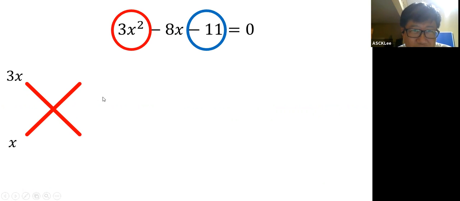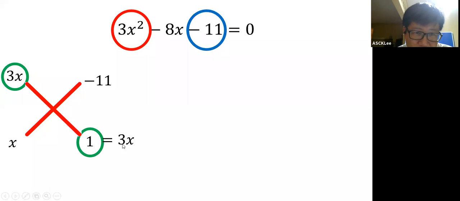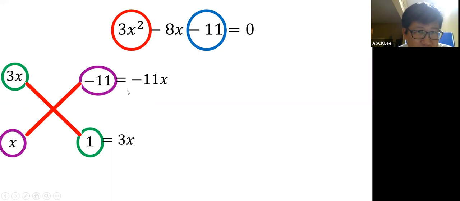So let's go on with questions that have a number in front here, and this is a 3x times x. Obvious, it's a 3x times x. The minus 11 here is a minus 11 times 1. Minus 11 times 1 is minus 11. Let's multiply this out. So you have a 3x times 1 is 3x, and x times minus 11 is minus 11x. And when you total them up, yes, you get your minus 8x. Minus 11x plus 3x is minus 8x, okay?